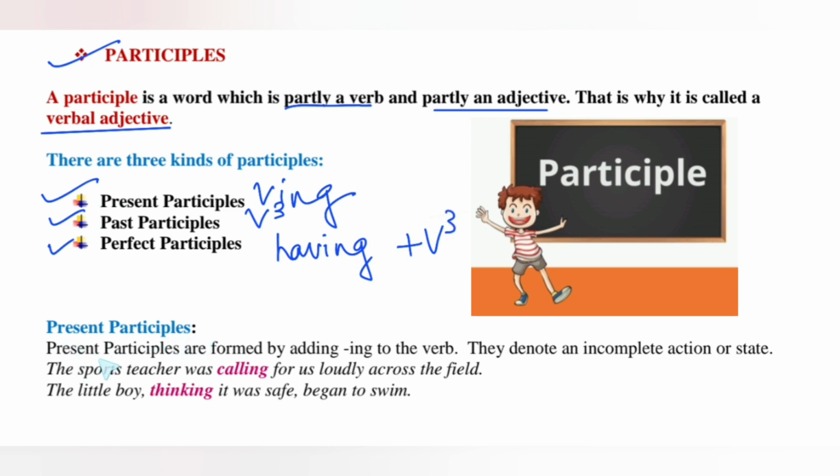Present participles. Present participles are formed by adding ing to the verb. They denote an incomplete action or state. The sports teacher was calling for us loudly across the field. The sports teacher was calling. Was is a finite verb and this calling is a participle. The little boy, thinking it was safe, began to swim. So this thinking is a present participle.